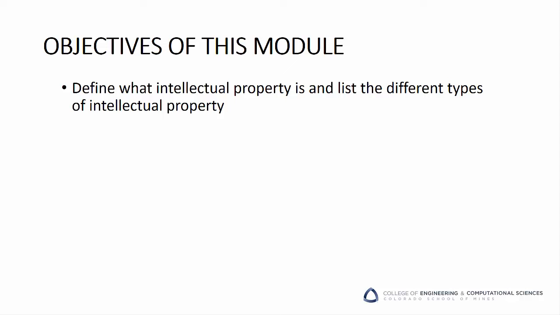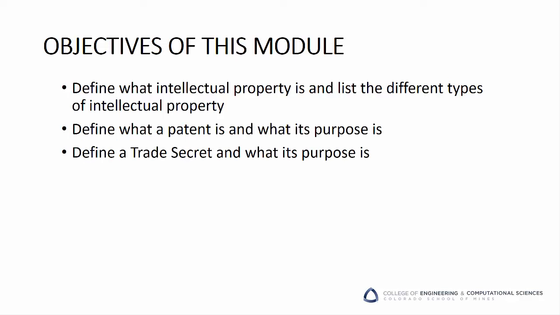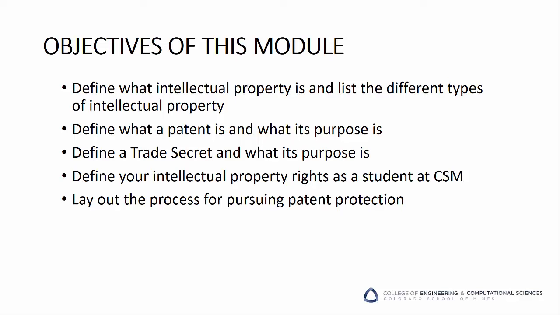The objectives of this module are to define what intellectual property is and list the different types of intellectual property, define what a patent is and what its purpose is, define a trade secret and what its purpose is, define your intellectual property rights as a student at CSM, and lay out the process for pursuing patent protection.